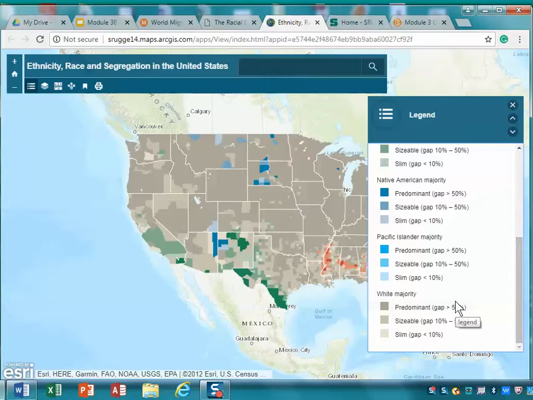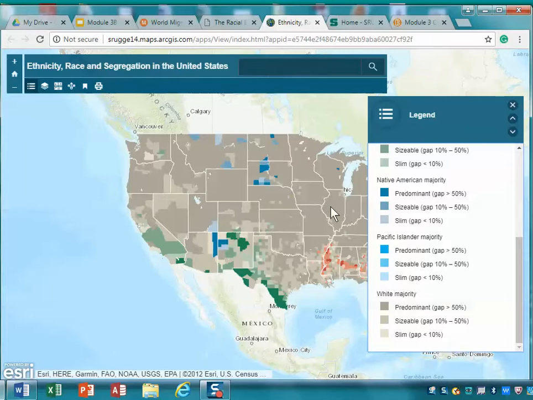You'll notice that there are three categories: slim, sizable, and predominant. Now when we look at something, we can say a slim gap means that whatever the dominant group is only slightly more dominant than the others. When we say predominant, that means greater than 50% of the gap. In other words, it's 50% more than the next closest ethnic group.